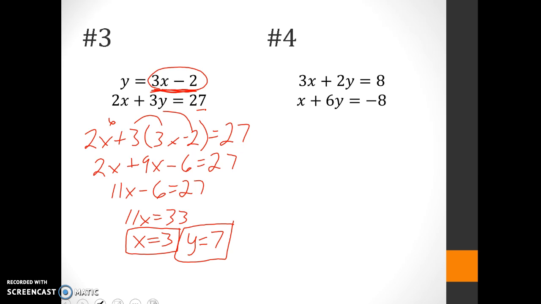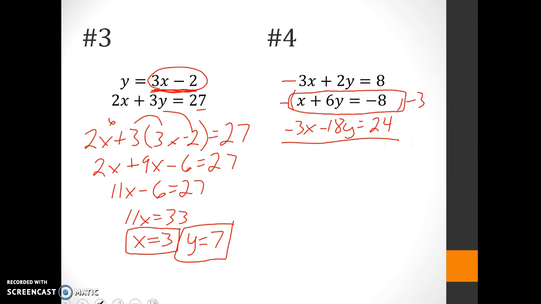So here's what I'm going to do. I'm going to take this bottom equation and I'm going to try to eliminate the x's. So I have a 3x here, and so what I'm going to do is make this a negative 3x by multiplying this whole thing by negative 3. And if I do that, I will have a negative 3x. 6y times negative 3 is negative 18y. And negative 8 times negative 3 is positive 24.